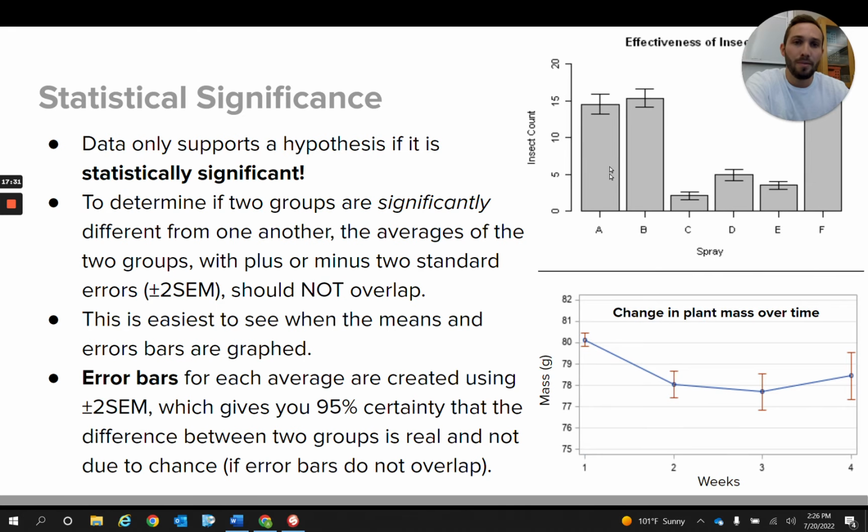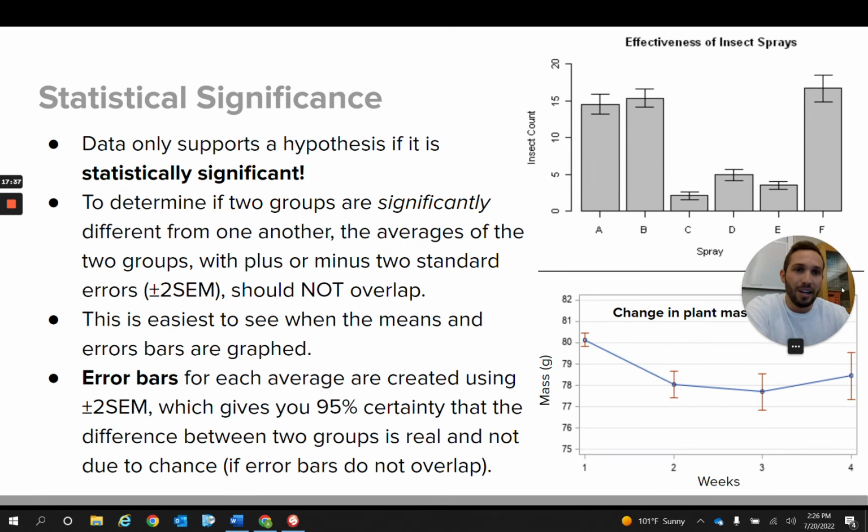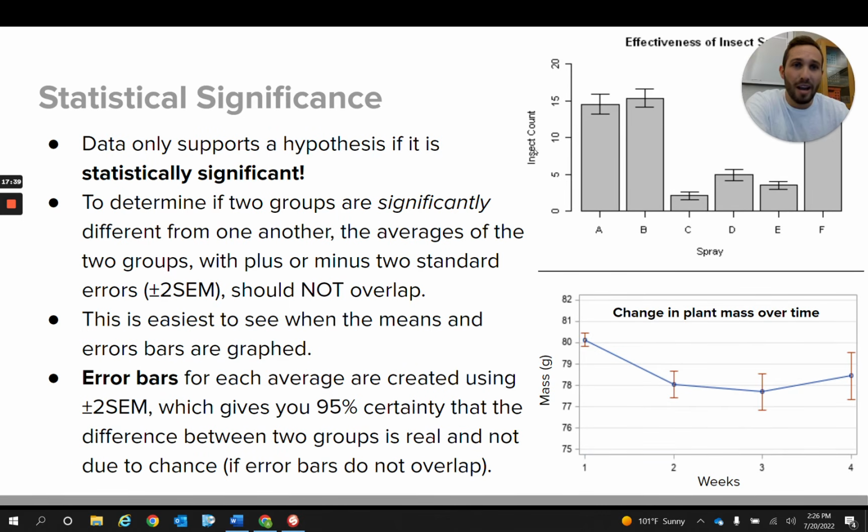So look maybe over here real quick at this graph. Let's just look at the top graph. And if you look at, let's say just spray A and B, and if you look at the average between spray A and spray B, it looks like spray B has more insects after using spray B than spray A.